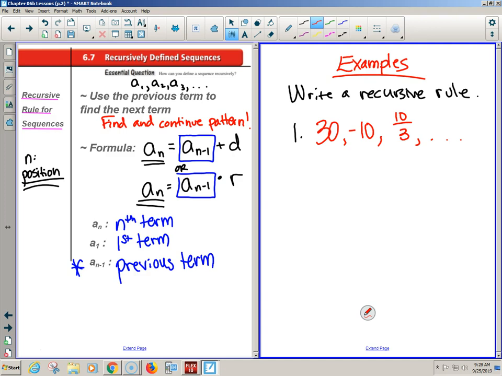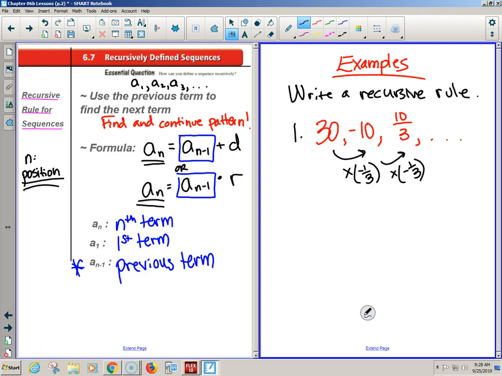Yeah. But careful, not a positive 1/3, right? A negative 1/3. So the first thing that we need to do when given a sequence is to find a pattern, which is very similar to the last section. Find a pattern, and it's times negative 1/3.